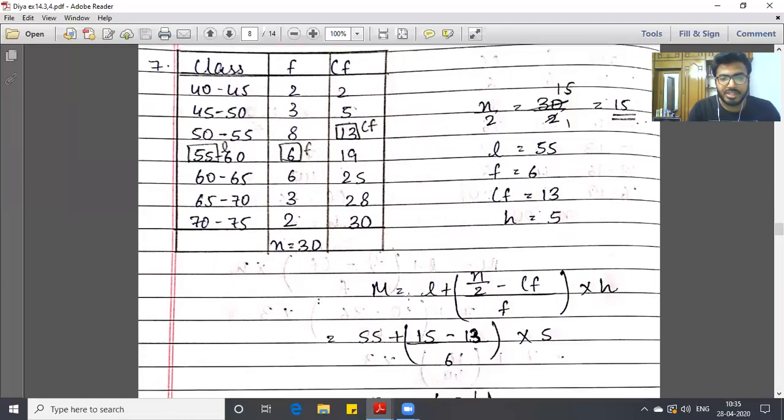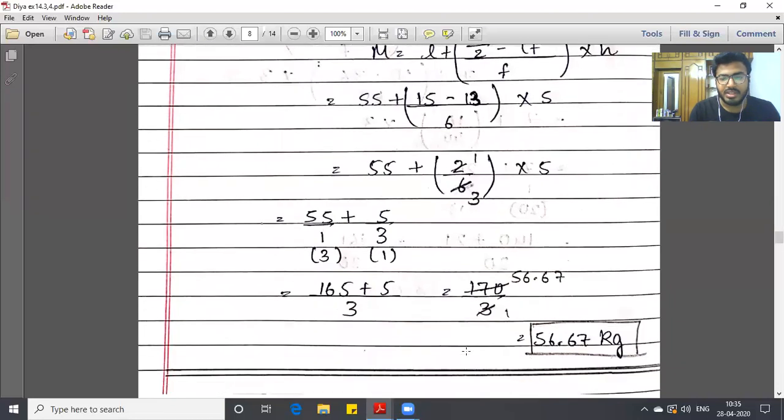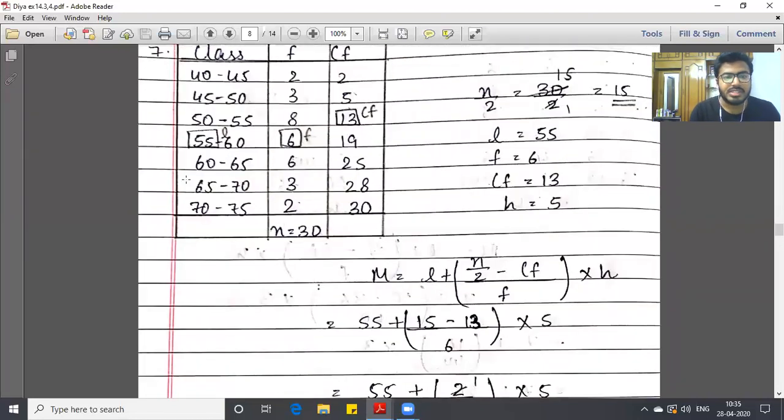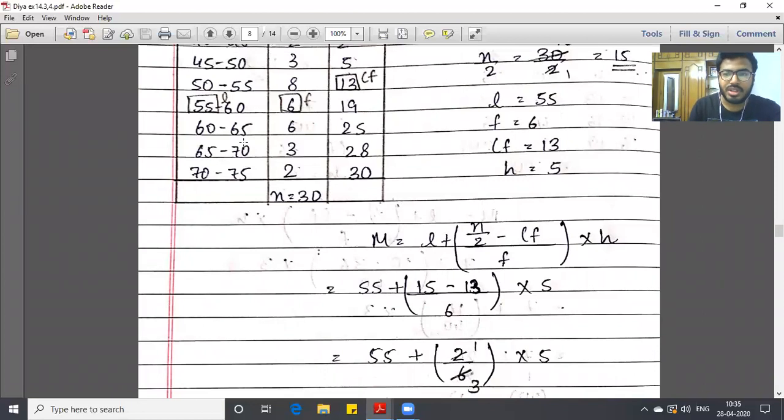And this one, median is equal to L plus (n upon 2 minus CF) upon F into h, substituting the values. Okay, and then we are getting the answer as 56.67 kg. 56.67 is coming in between 55 and 60. So the answer is correct. So this is how the median has been calculated.